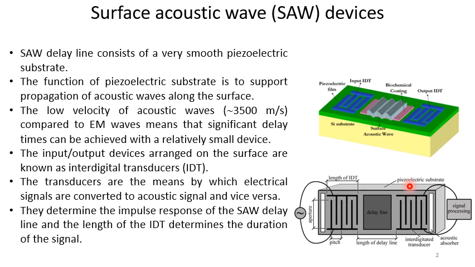device. The input-output devices arranged on the surface are known as interdigital transducers or IDT. This one is the input side, this one is the output side. The transducers are means by which electrical signals are converted to acoustic signals and vice versa. They determine the impulse response of the SAW delay line, and the length of the IDT determines the duration of the signal.